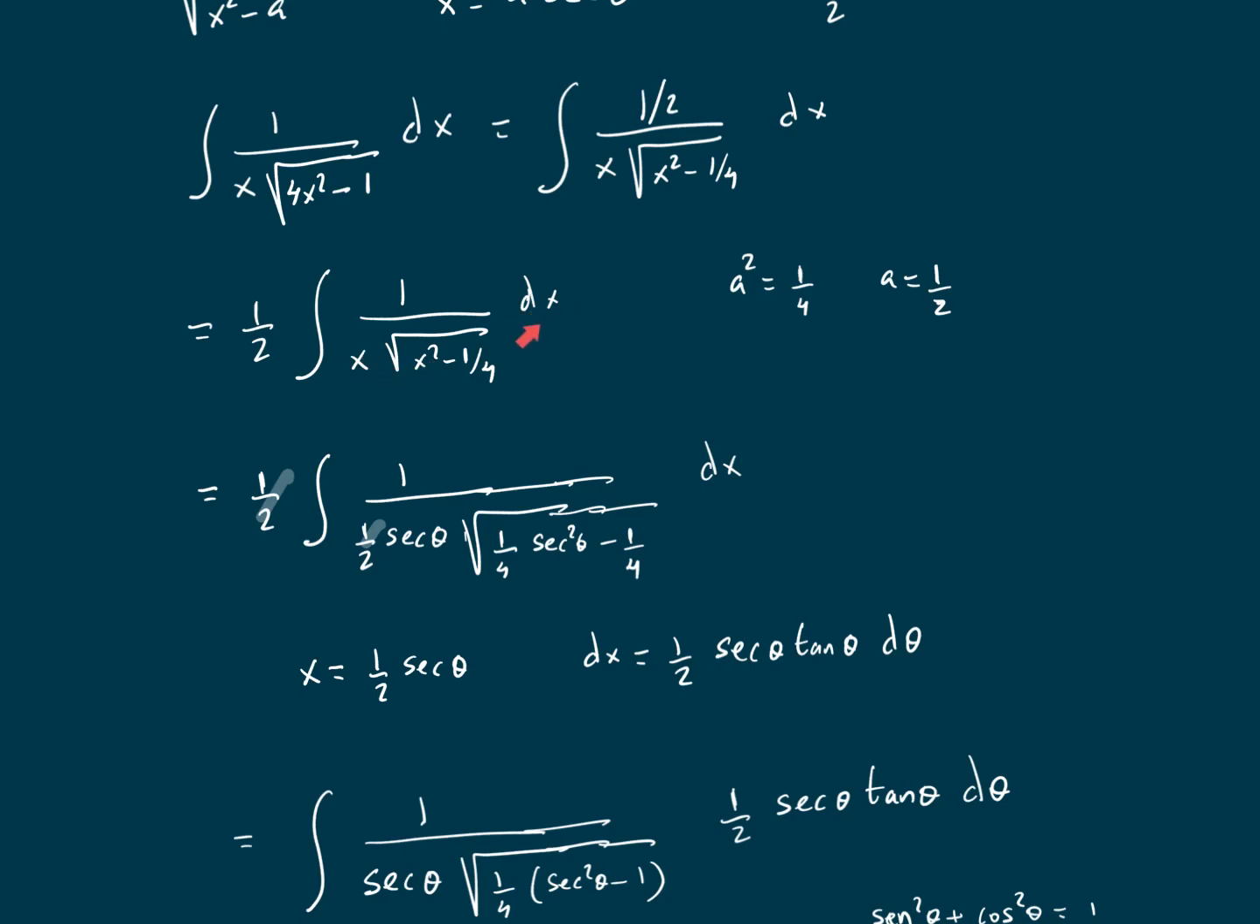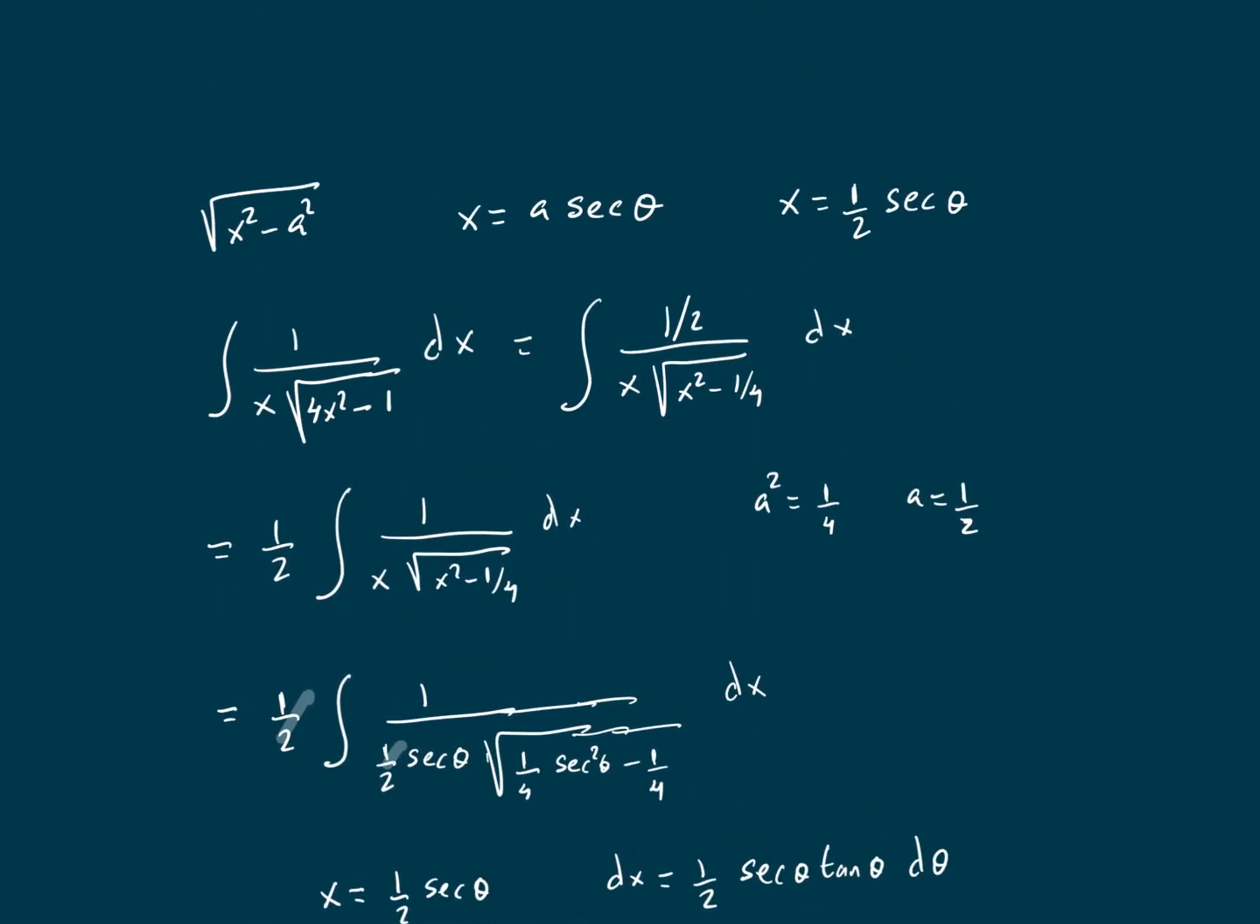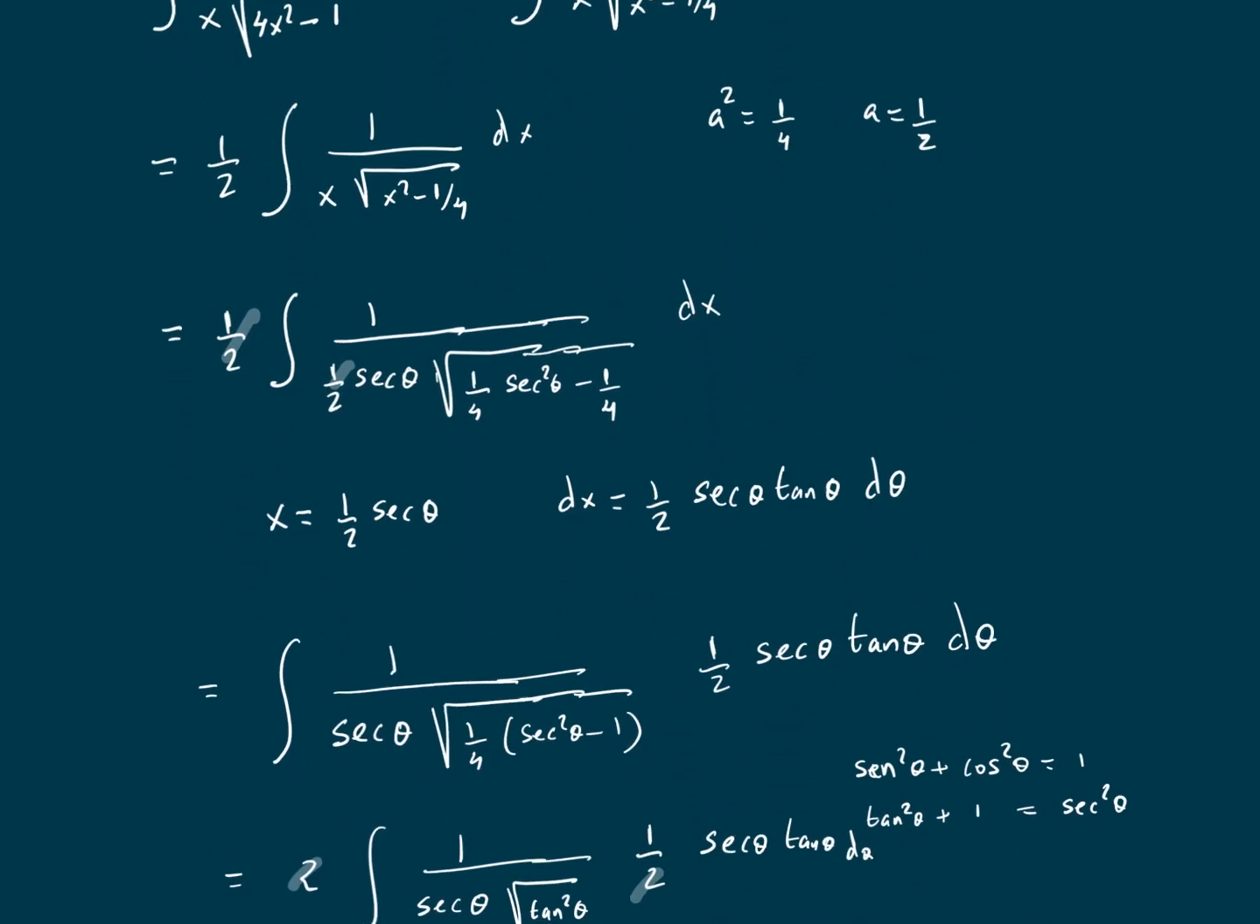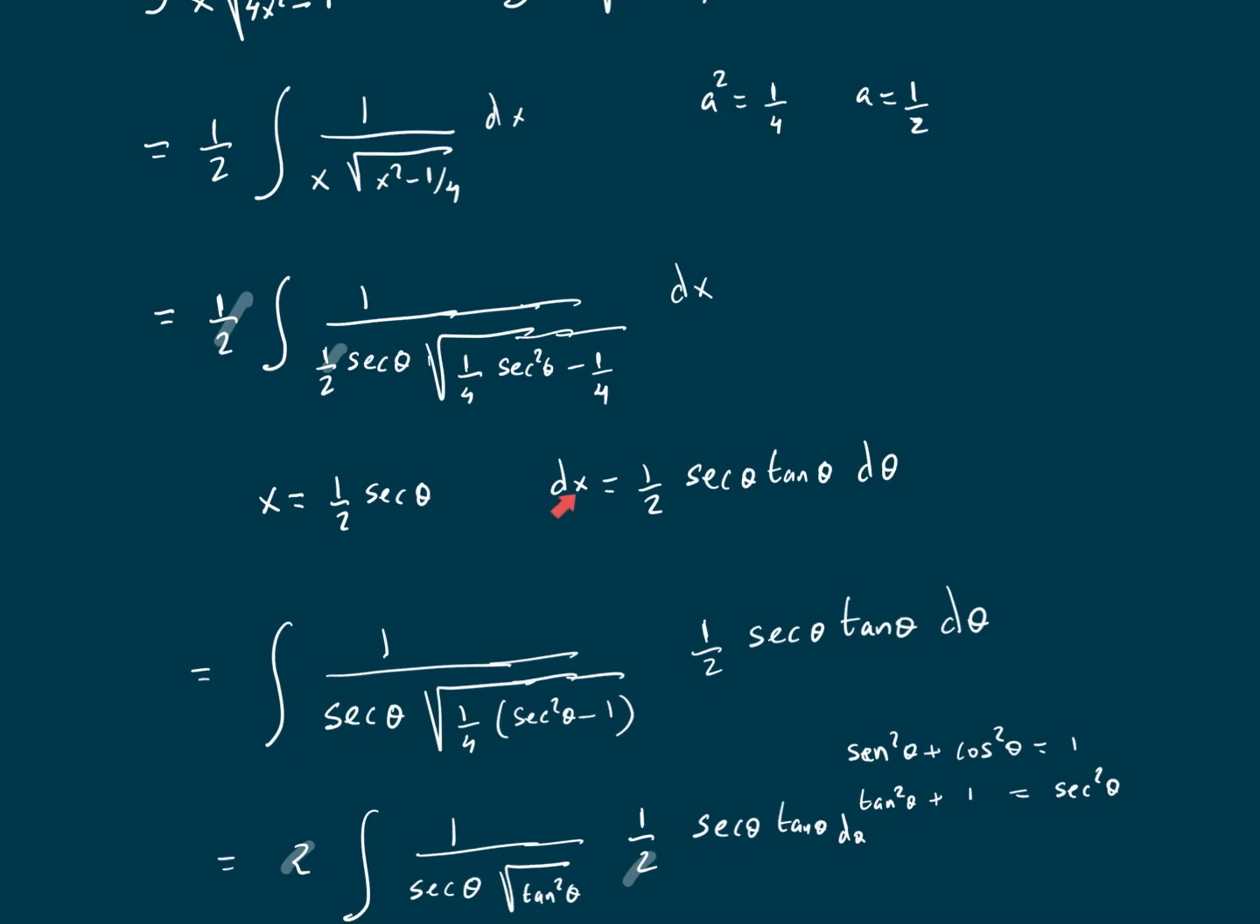So now we have to express the dx in terms of theta according to the change of variable where x equals 1/2 secant theta. When x equals 1/2 secant theta, dx will be 1/2, since the derivative of secant theta is secant theta tangent theta. So dx will be 1/2 secant theta tangent theta d theta.